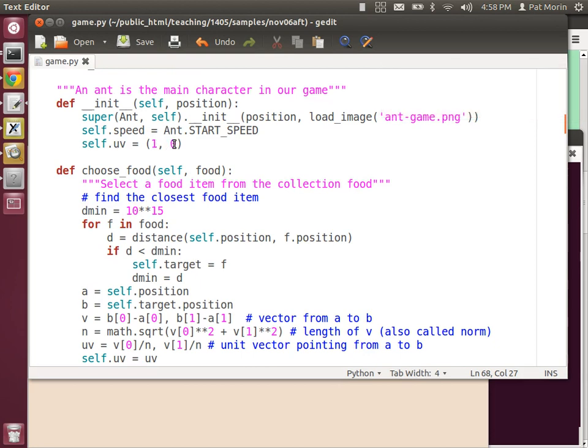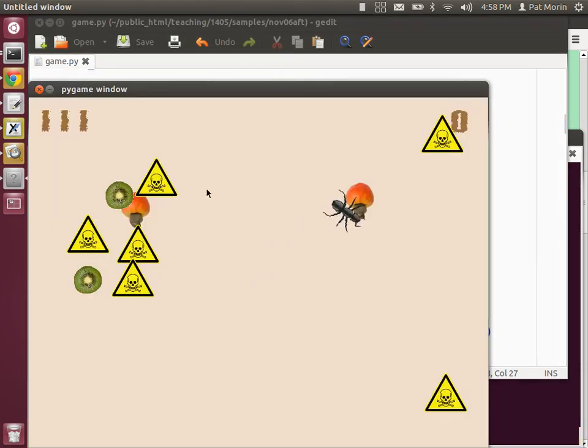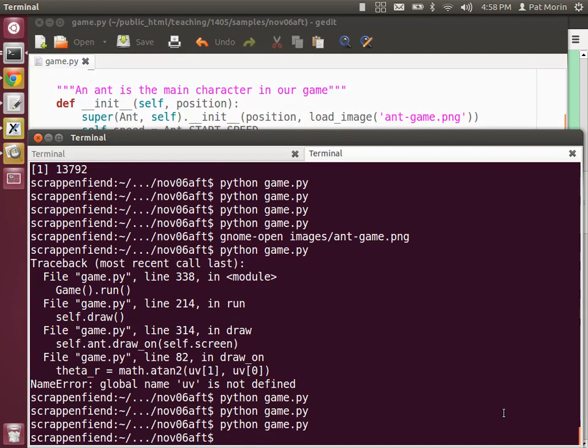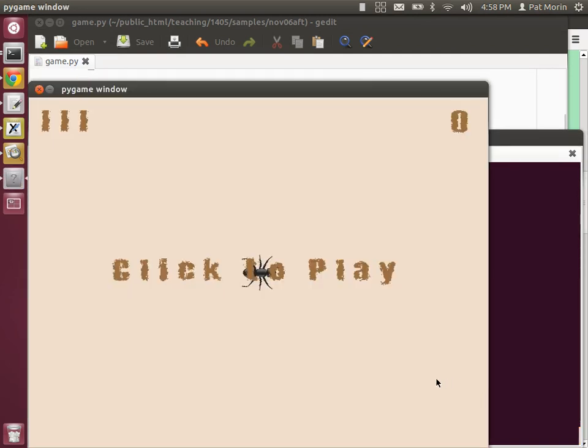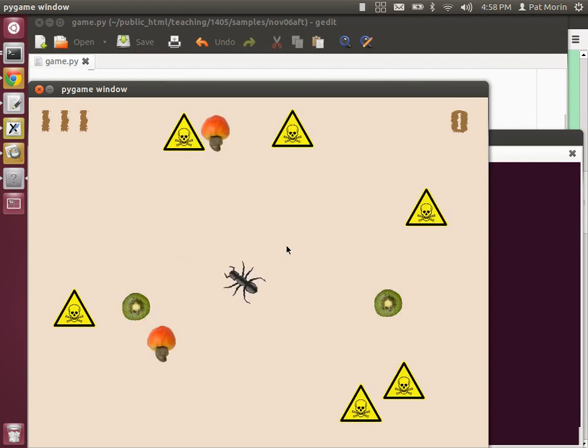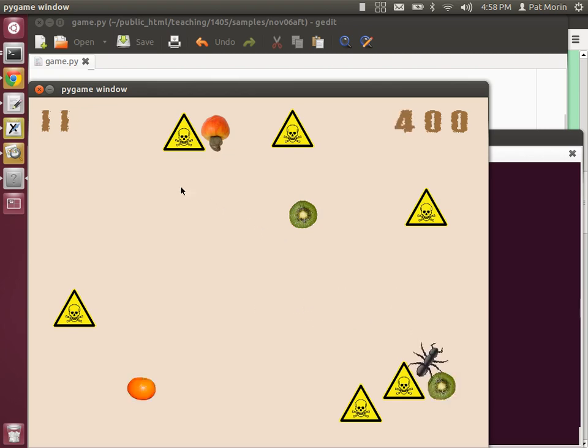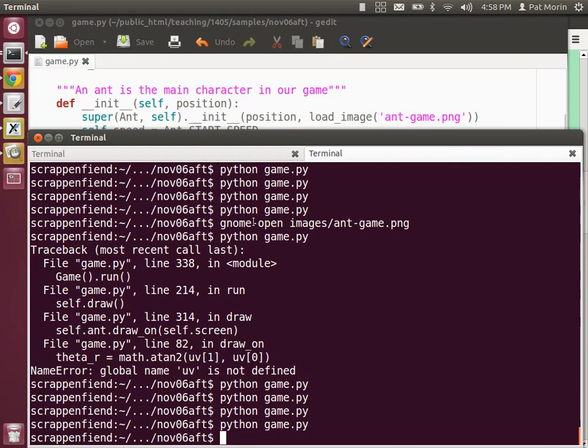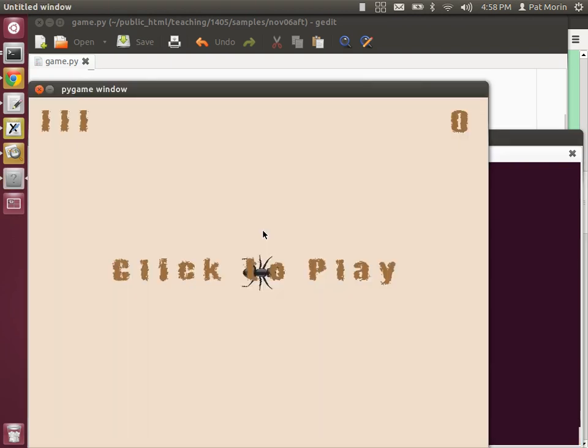One thing that's interesting is something did work for us. Notice now at this initial state the ant is pointing directly to the right. And when we initialize the ant, we set its vector uv to be 1, 0, which is pointing directly to the right. So that's correct. Even deeper than that, this is correct for some reason, but everywhere else it starts to go crazy. But now it's correct.